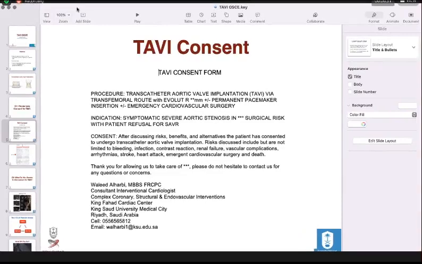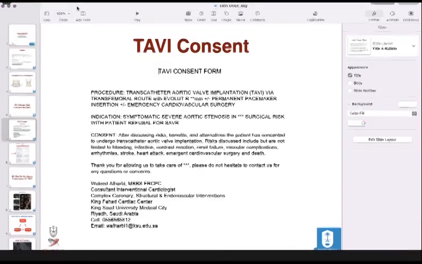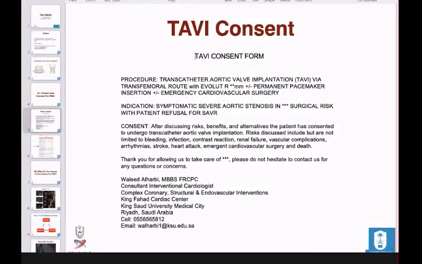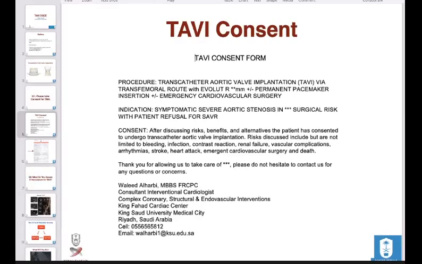So for the complications in the consent, you say, I'm going to discuss with you the risks, the benefits, and the alternatives, and the risks can include, but are not limited to, bleeding, infection, contrast reaction, renal failure, vascular complication, arrhythmia, stroke, heart attack, emergent cardiovascular surgery, or death. Okay, so you mention it in general. Yes. Okay, so as you said, you did very well on one. You said, okay, if you have any questions, I'm here to listen.